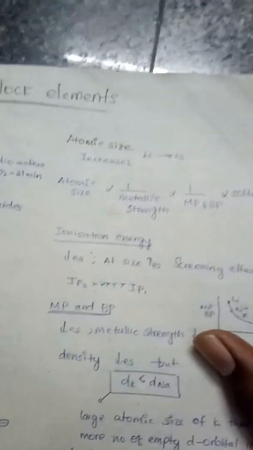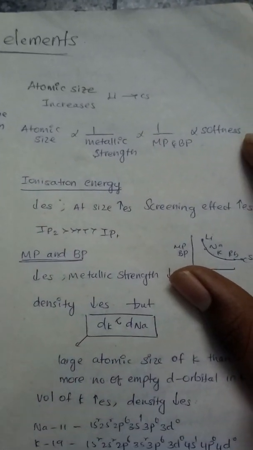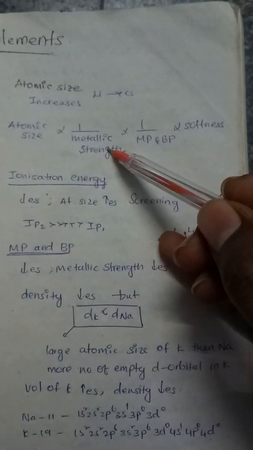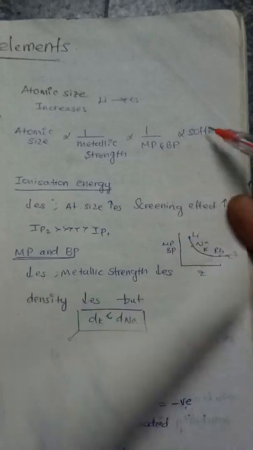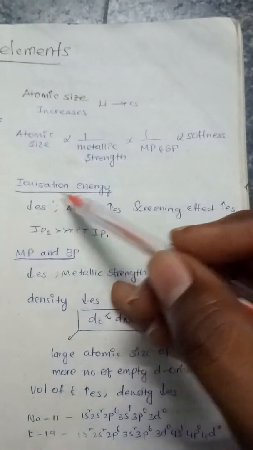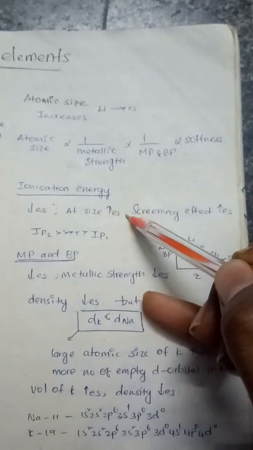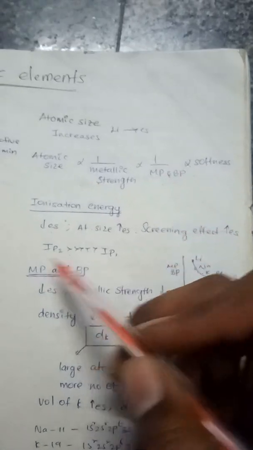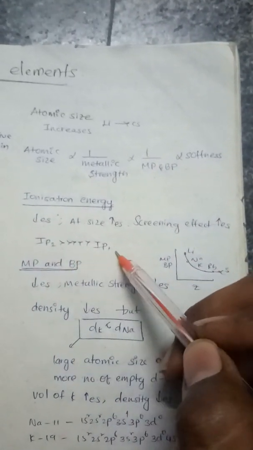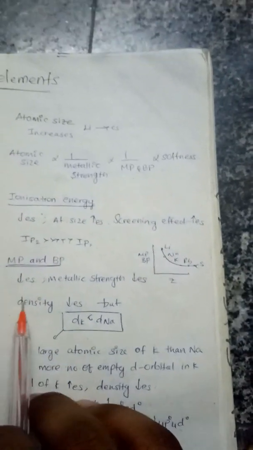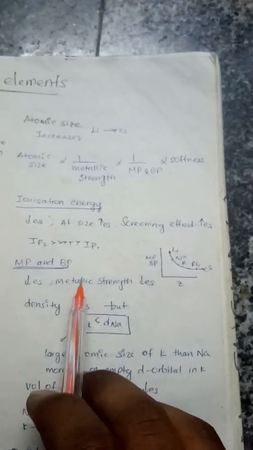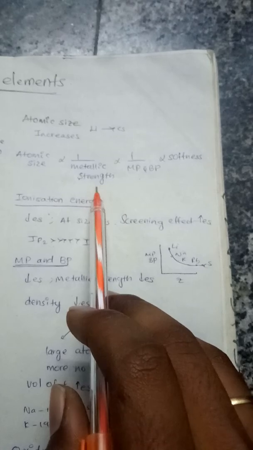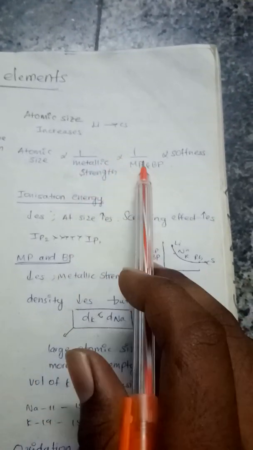Next, atomic size. When we discuss atomic size, these points are important from the exam point of view. Atomic size is inversely proportional to metallic strength, and inversely proportional to melting point, boiling point and softness. Ionization energy decreases from top to bottom as the size increases. As the size increases, the screening effect also increases, but the IP2 value is much greater than the IP1 value. Melting point and boiling point decrease down the group as the metallic strength also decreases. As we know, melting point, boiling point, and metallic strength are directly proportional.